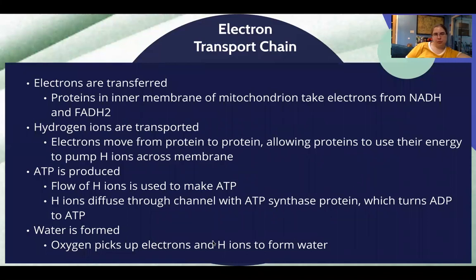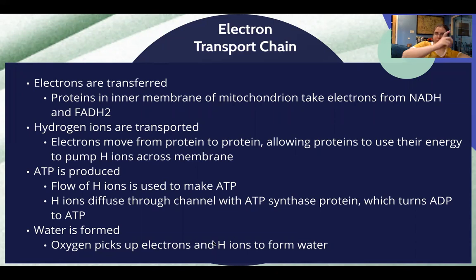Proteins in the inner membrane of the mitochondrion take electrons from NADH and FADH2. So what happens is the electrons that were collected are brought to these proteins and delivered to the proteins. Now that means that the NADH and FADH2 are losing their electrons. They're going to go back to their other form and go back to the Krebs cycle and glycolysis to collect more electrons.